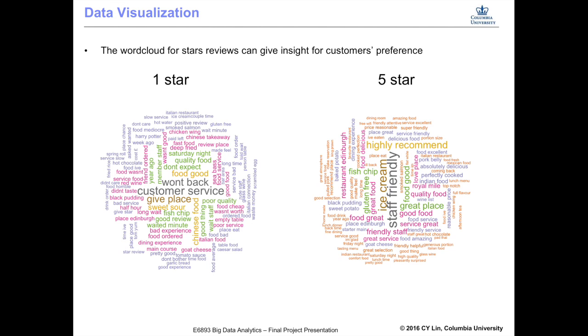We also generated a bigram word cloud for different star reviews. They can give us insights into customers' opinions. This is the word cloud for 1-star reviews. We can see that there are words like won't back, poor quality, wasn't worth, long wait. However, this is the word cloud for 5-star reviews. There are more words like staff friendly, good, great food, highly recommend, etc.